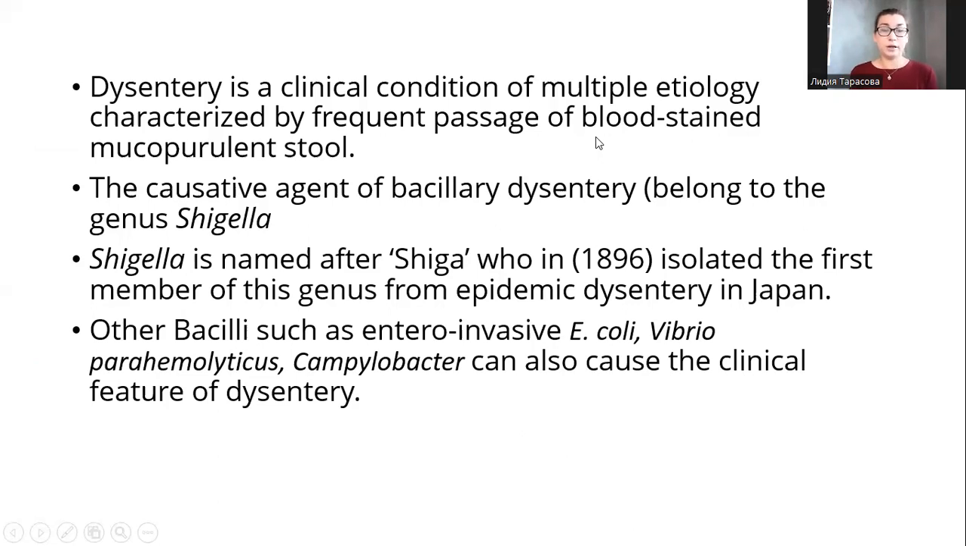Shigella is the causative infection agent of dysentery. Dysentery is a clinical condition of multiple etiology, characterized by frequent passage of blood-stained mucopurulent stool. So the main feature of dysentery is the presence of blood in the stool. The causative agent of bacillary dysentery belongs to the genus Shigella. Shigella is named after Shiga, who in 1896 isolated the first member of the genus from epidemic dysentery in Japan.